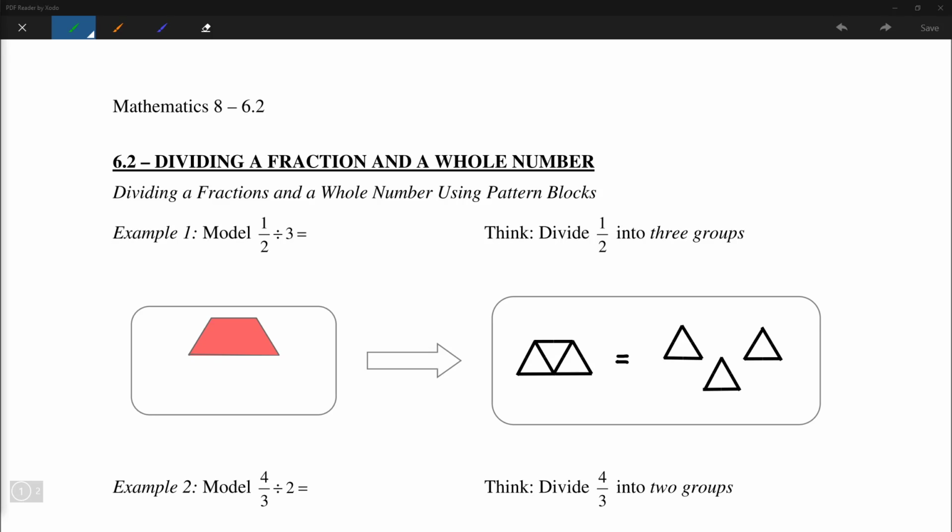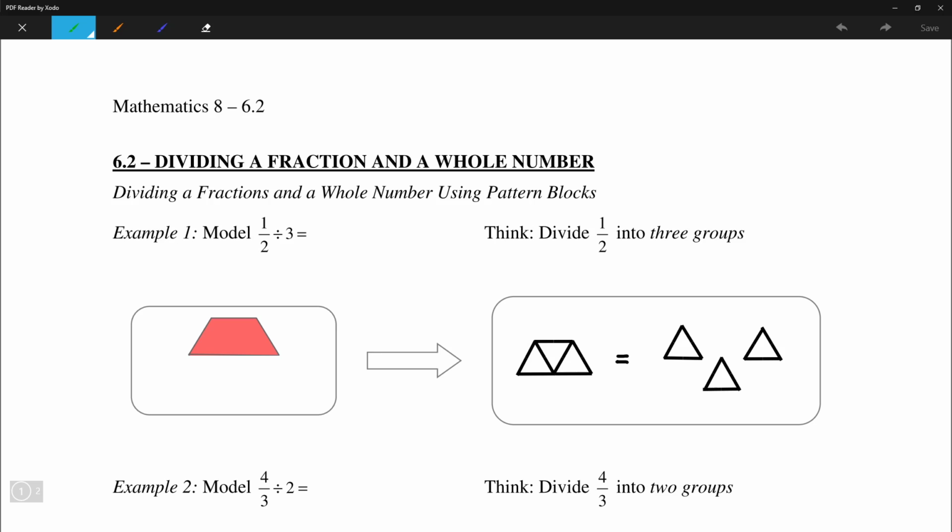Hello everyone, so today we're going to go over section 6.2, dividing a fraction and a whole number. So we will begin by dividing a fraction and a whole number using pattern blocks. In this first example, we are going to model 1/2 divided by 3.